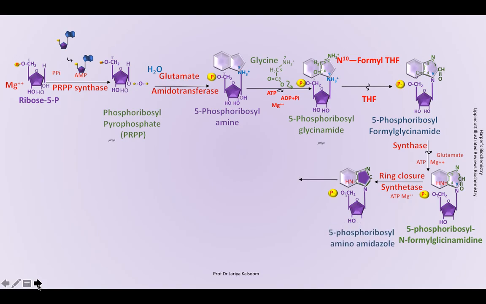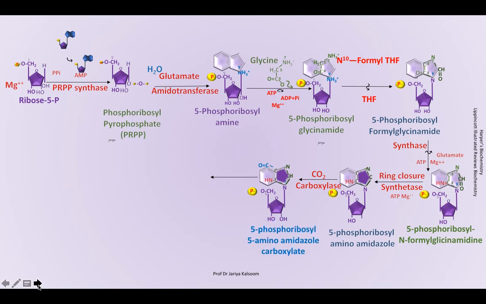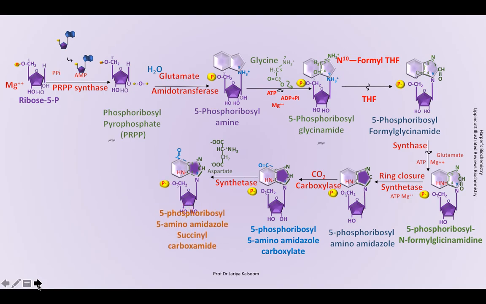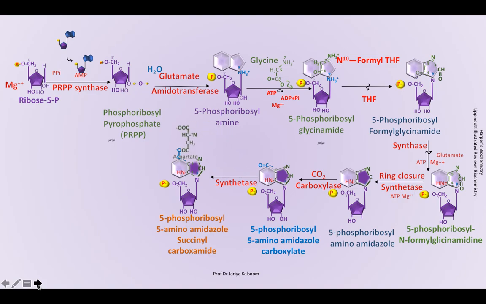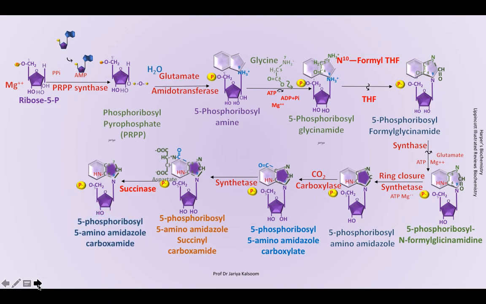Next, the carbon dioxide contributes the carbon atom, which is to occupy the 6th position in the purine ring, leading to the formation of 5-phosphoribosyl aminoimidazole carboxylate. Next, the amino acid aspartate comes into play and transiently combines with 5-phosphoribosyl aminoimidazole carboxylate to form 5-phosphoribosyl aminoimidazole succinocarboxamide. It is going to contribute nitrogen atom at first position of the future purine ring.